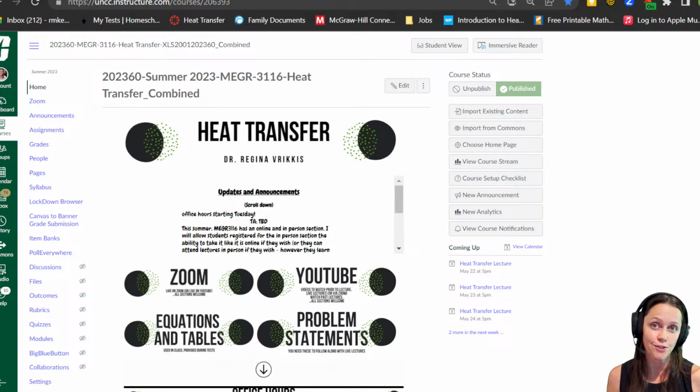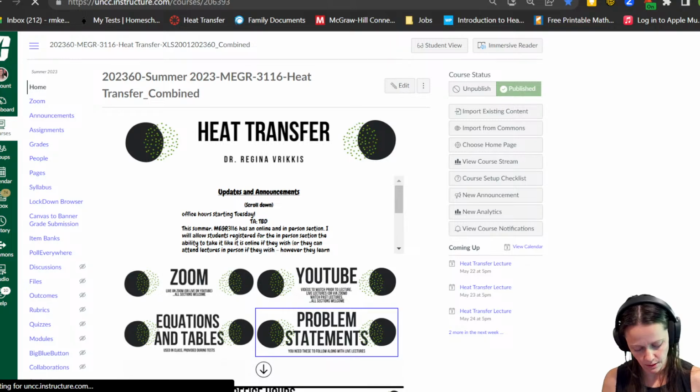Equations and tables will link you to the heat transfer packet, which is either 41 or 46 pages. I can't remember. I think it's a 41 page PDF. But that has all the equations and the tables and all the stuff that you'll need for the exams. So we'll talk about how those will run in just a second. And then problem statements will bring you to, well, I'll go ahead and click on it.